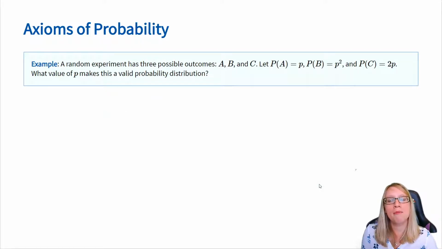Let's take a look at a more algebraic example, again working with these axioms of probability. We have a random experiment with 3 possible outcomes, A, B, and C. We'll let the probability of event A be denoted P, the probability of event B be denoted P squared, and the probability of event C be denoted 2P. What is the value of P that makes this a valid probability distribution?